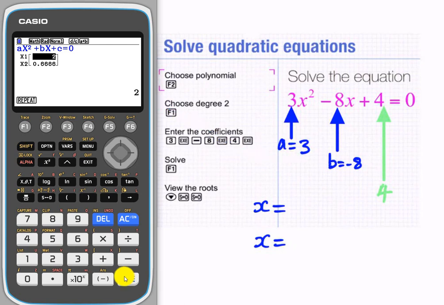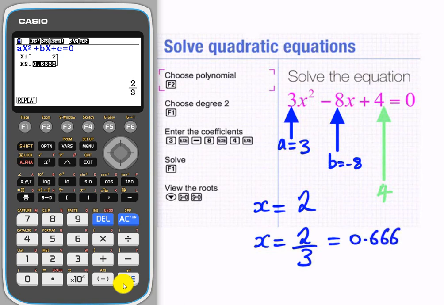The first answer, x1 is equal to 2. And if we press execute again, the next answer is 2 over 3, which is 0.6666, if you want it in decimal, 6 recurring, or 0.6 recurring. So what you see there is the two answers when you solve the quadratic equation.